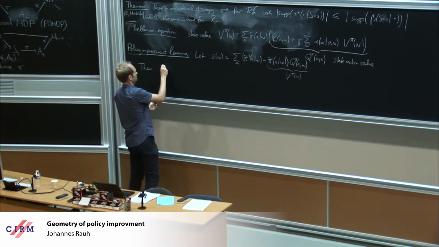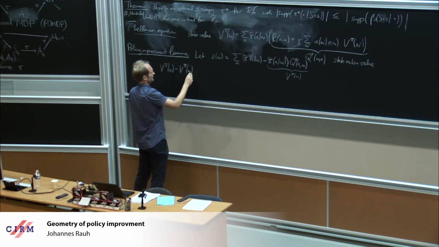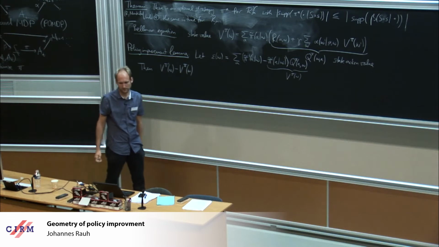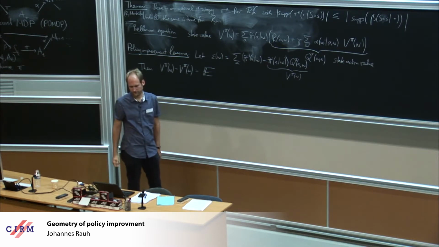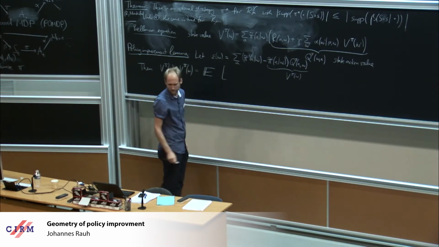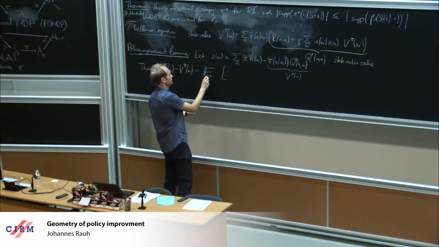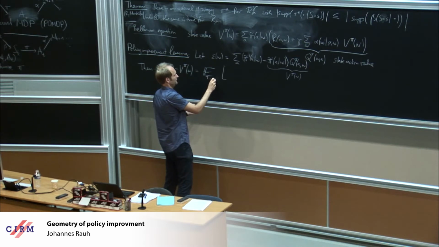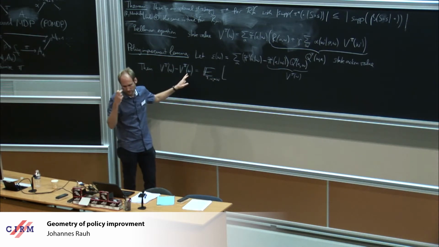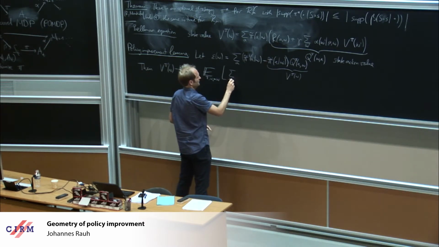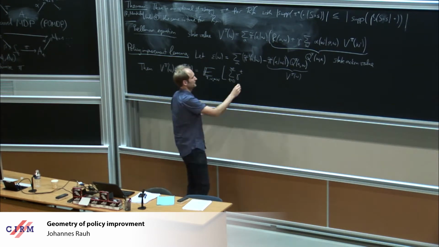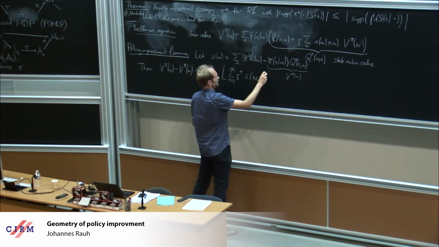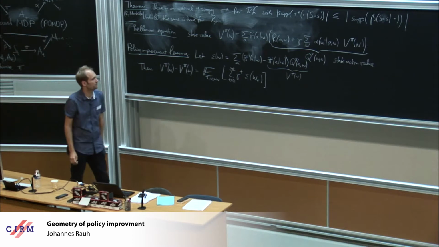Then one can show, if one plugs this into the Bellman equation, that this is the expected value of, if you use policy pi prime and you start at W, again a discounted sum, and then this epsilon of W of t.